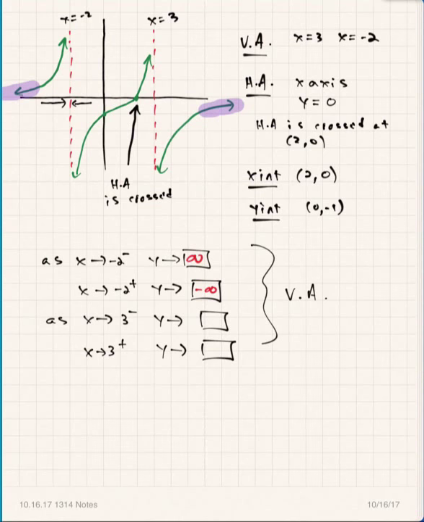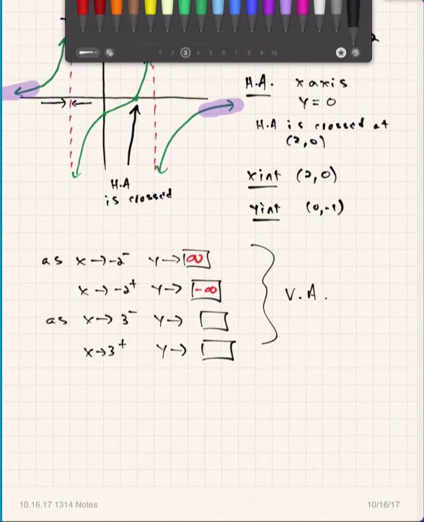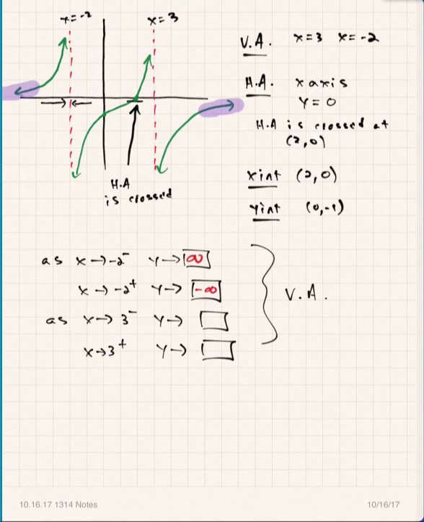And for 3, the behavior is the same. As you're coming in from the left side of 3 and the right side of 3, the graph is doing the same thing on both sides there. And so this one's going to be infinity and -infinity also. It definitely does not have to be like that. It doesn't have to be in opposite directions. It could definitely be in the same direction as well. That definitely happens.